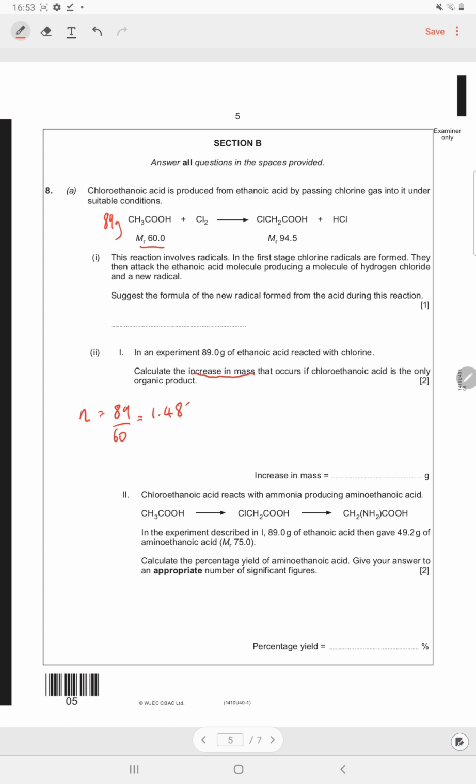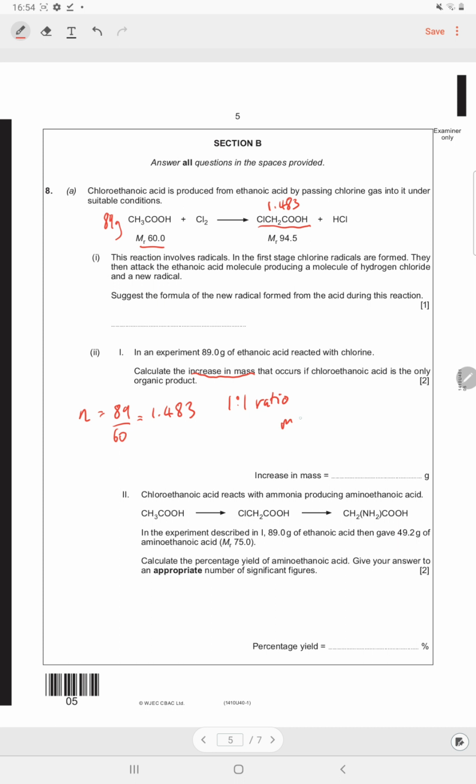1.483, and we're looking at the chloroethanoic acid. That's the only product. They're in a 1-to-1 ratio, right? It's a 1-to-1 ratio, so you'll also have the same number of moles. So 1.483 moles of this.